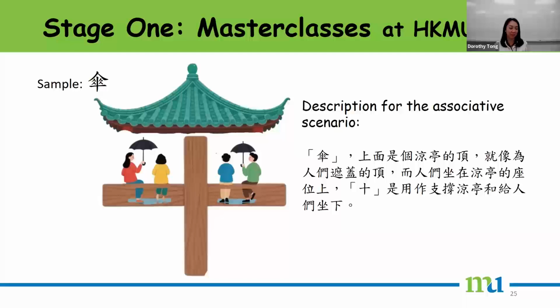So you can see they begin to understand the concepts behind our character recognition. But you can see that it is not a full understanding. So that's why we have the next stages.